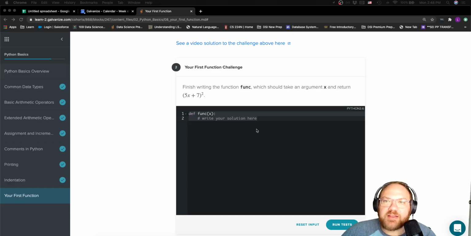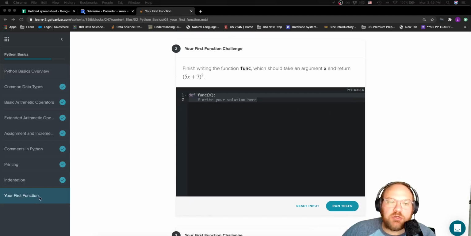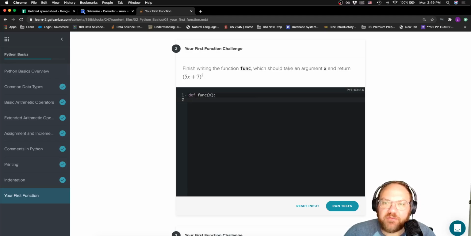Next up, we're working on the second challenge in your first function. It says finish writing the function func, which should take an argument x and return (5x + 7) squared. So it wants us to write our solution here. Let's go ahead and make sure we're tabbed in 5 spaces.